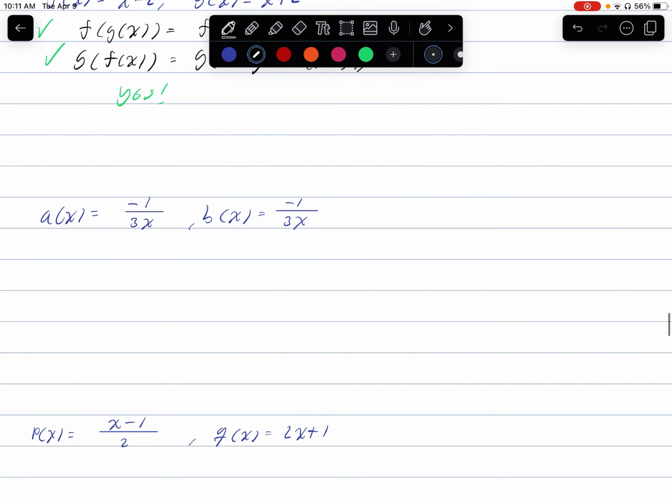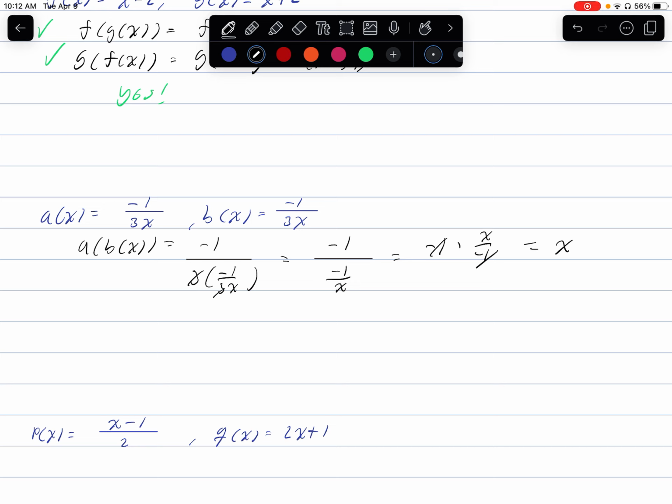Okay, now let's look at a of x is equal to -1 over 3x, and b of x is also equal to -1 over 3x. What do we think is going to happen here? So we can start by checking a of b of x. Okay, so that's going to give us -1 over 3 times -1 over 3x. Okay, so if we simplify this, the 3 is going to cancel here. So we end up with -1 over -1 over x. So this is the same thing as -1 divided by -1 over x. So we can treat this like multiplying by the reciprocal. So we have -1 times x over -1. The -1s will cancel, and we get x.